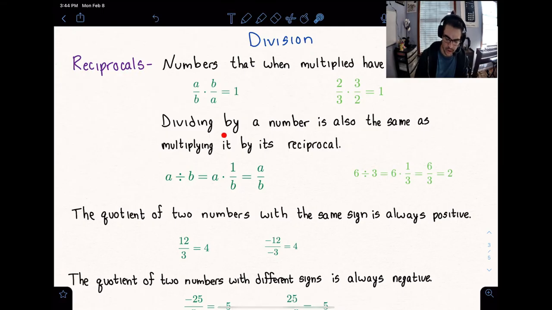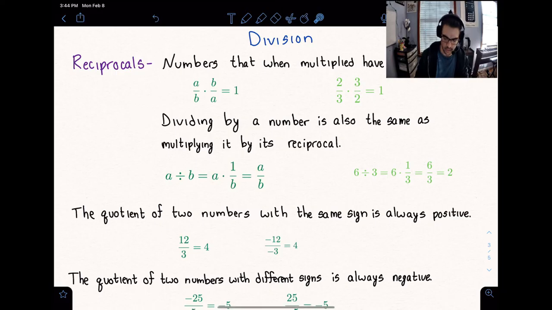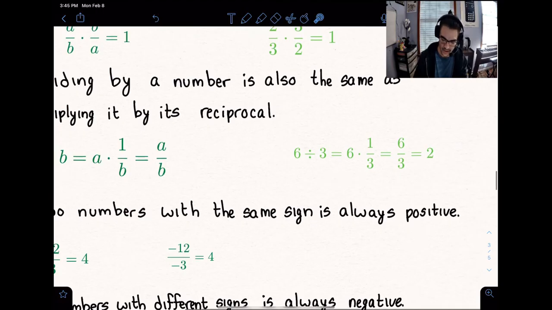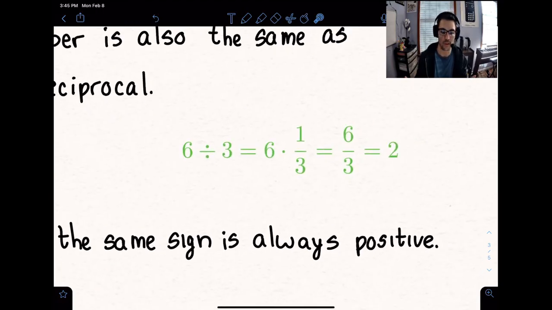So another note here, dividing by a number is also the same as multiplying by its reciprocal. Okay, so I made a comment over here with the general rule. A divided by b is the same statement as a times 1 over b. Again, this is so important. This is so useful later on. Sometimes it's honestly much easier to think about division as multiplication of reciprocals. Honestly, most times it's easier. But we can see here a divided by b, same thing as a times 1 over b, which is simply a over b.